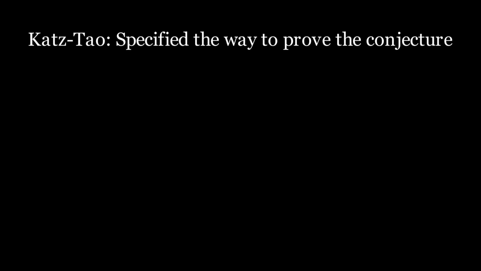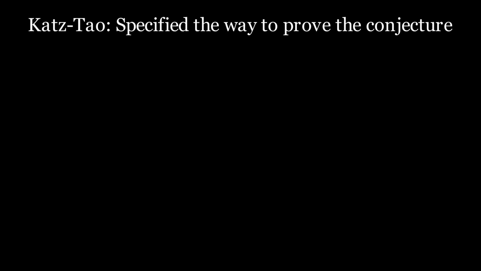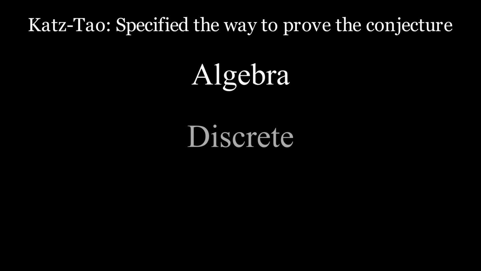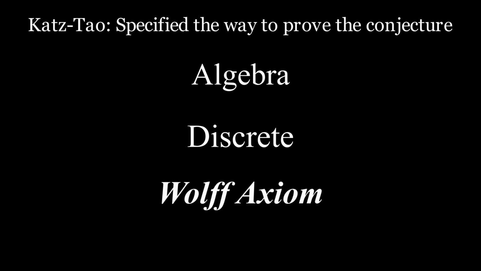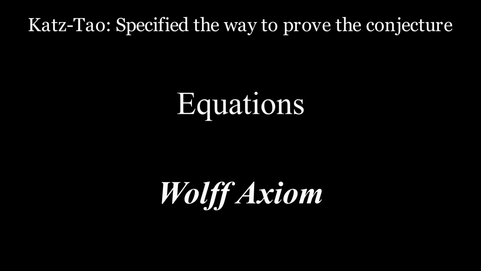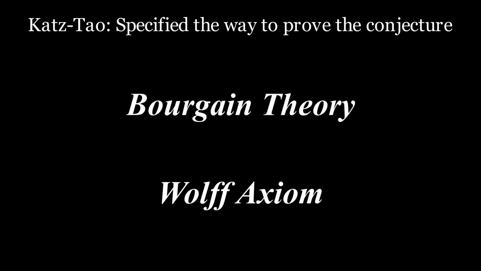In 2000, Katz and Tao, two mathematicians, said that the Kakeya set conjecture might be solved using algebra, discrete math, and geometry. The Wolff axiom is that geometric approach, and if we want to get a higher lower bound, we will need to translate some of the geometric properties into equations or inequalities. Remember in the second part we talked about Bourgain's theory, and that's the equation that inspired Katz and Tao.